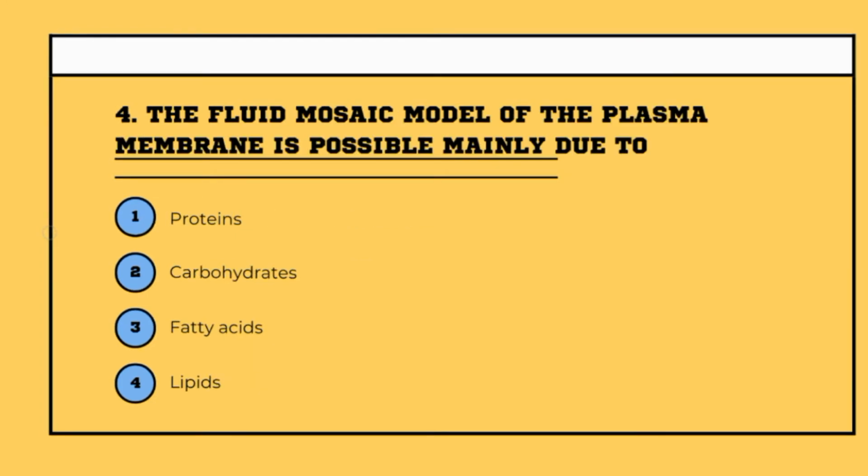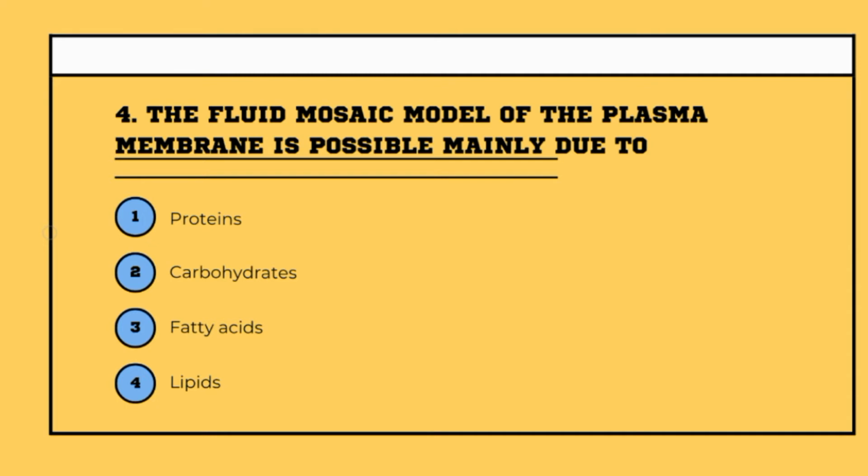The fluid mosaic model of the plasma membrane is possible mainly due to: 1, Proteins. 2, Carbohydrates. 3, Fatty acids. 4, Lipids. What do you think the answer to this question is? Well, the answer is number 4, lipids.